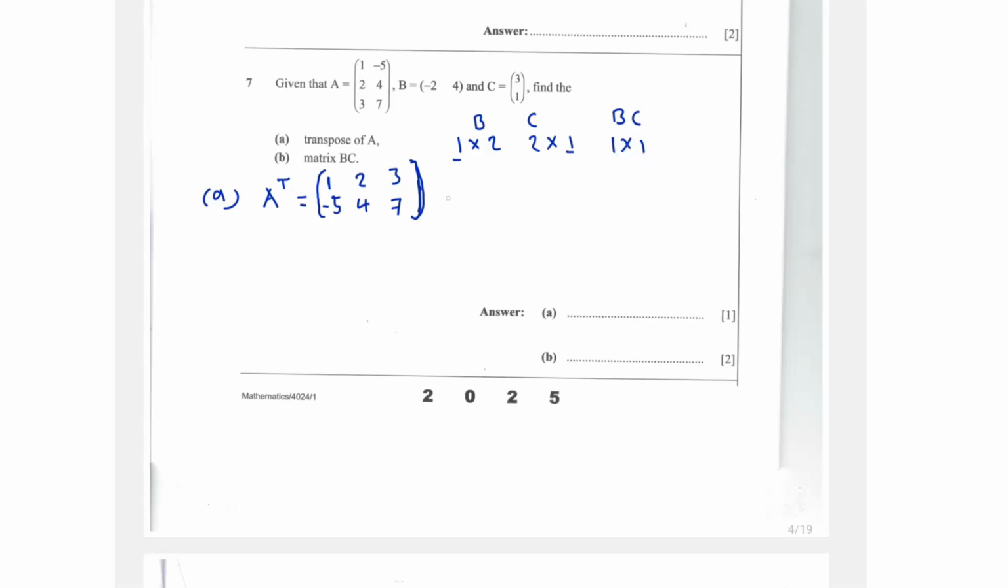So let's now get the two matrices and then multiply them. So BC will be equal to -2, and then 4, and then we can write 3, 1 there. We multiply row by column. So -2 multiplied by 3, and then plus 4 multiplied by 1.